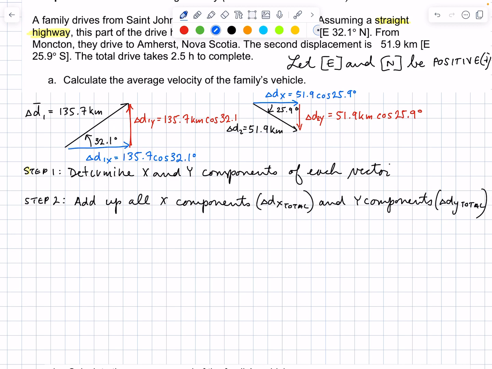So when I find the delta D x total, it will be equal to delta D1x plus delta D2x. Both of these are pointing east, so they'll both be positive. So it'll be plus 135.7 cos 32.1 degrees plus 51.9 cos 25.9 degrees. If we compute this into our calculator, we get a total of 161.6 kilometers east.